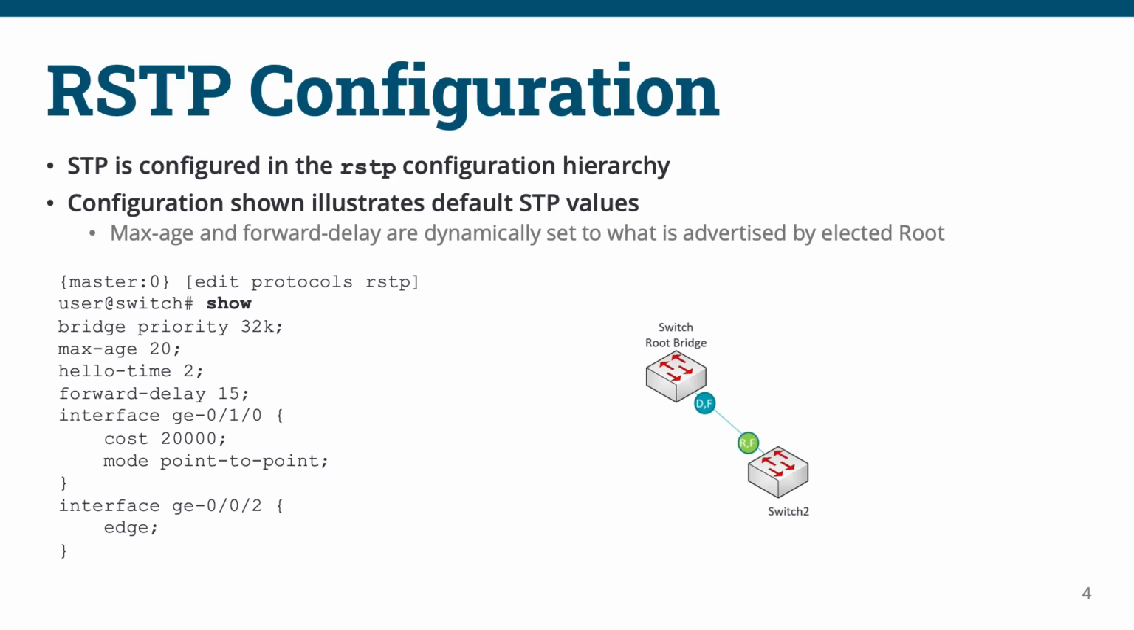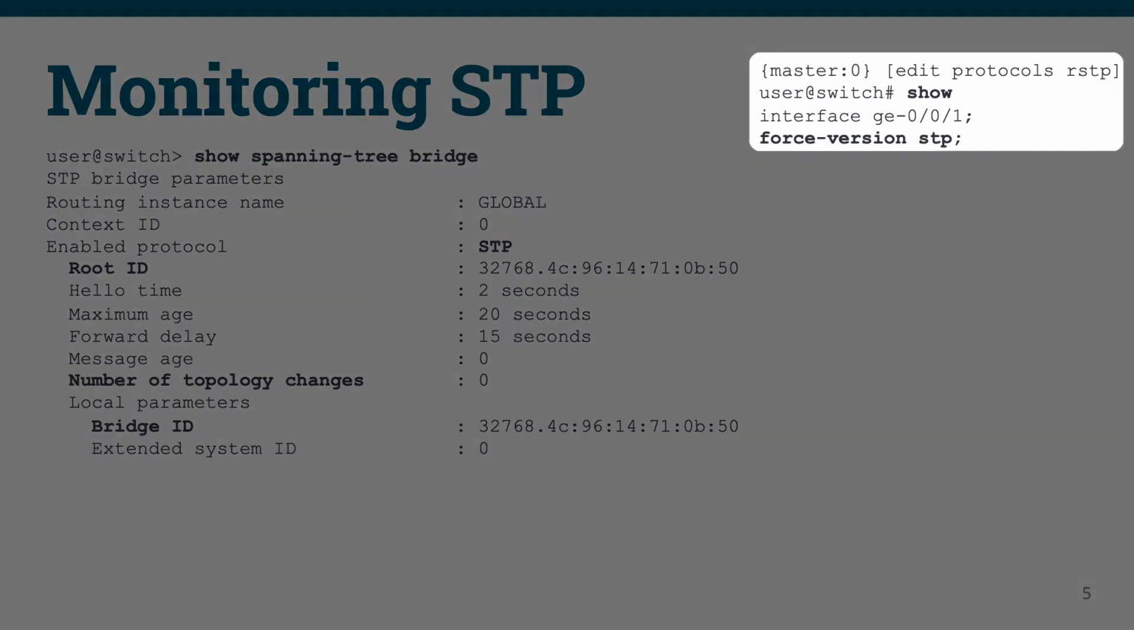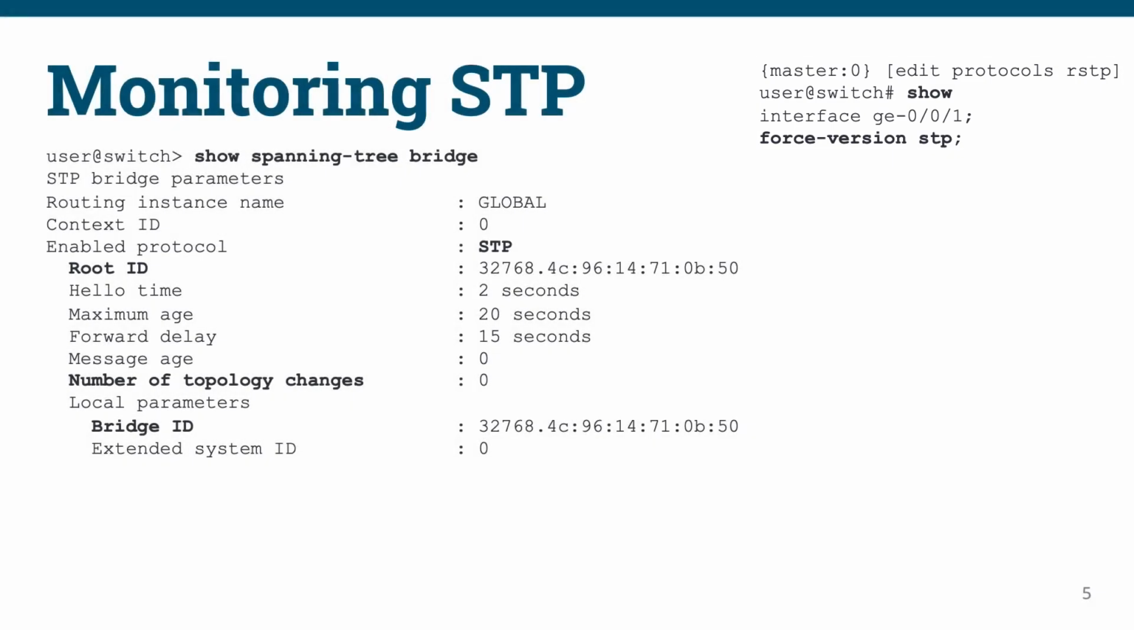Now, let's take a look at what commands we can use to monitor a spanning tree environment. In this slide and the next few slides, we'll show the configuration that was applied in the upper right, like here. This is the configuration that was used when this output was generated. In our configuration, we've only enabled spanning tree on a single interface, ge-0/0/1, and we've forced the switch to operate using 802.1D protocol standards instead of 802.1w, using the force-version stp command.